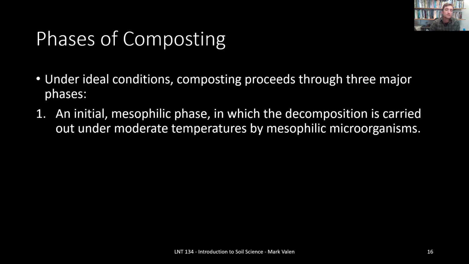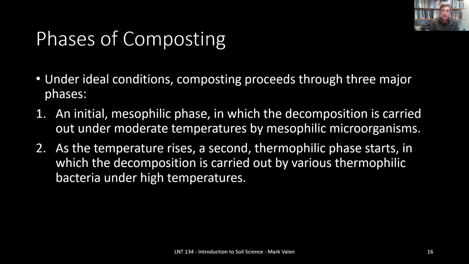So the initial phase is mesophilic. So you build the compost pile until it really becomes very active with microorganisms. The temperature will stay moderate, basically similar to ambient air temperature. And the certain types of organisms present will be mesophilic. They will be organisms that are operating under those types of ambient temperatures. As the mesophilic microorganisms find it to be a hospitable place, they will increase in numbers and they will give way to the second phase.